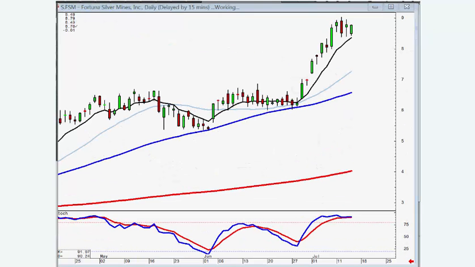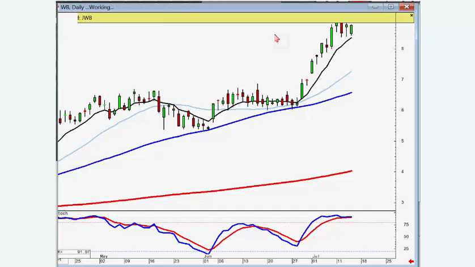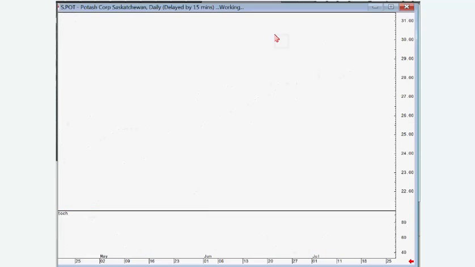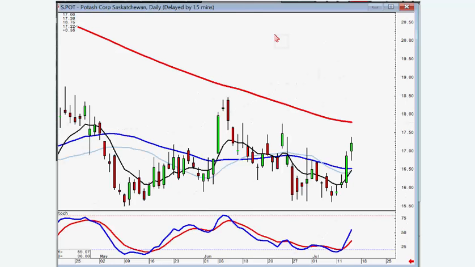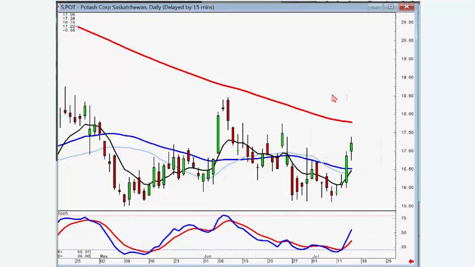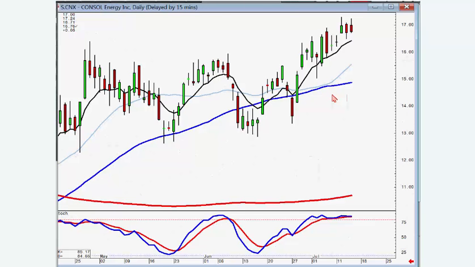And FSM, stay long as it stays above the T line. Nothing wrong with this one. We're still holding this one. Weibo acted well today. Just stay long. It's in that 45 degree. Potash isn't very exciting. You can see there's really not been any trend to it. But if you're long, you just wait to see what it does once it gets up here to the 200. CNX, nothing to do here except stay long.